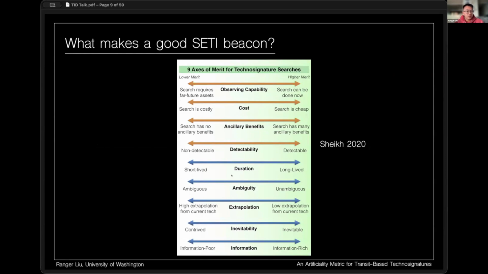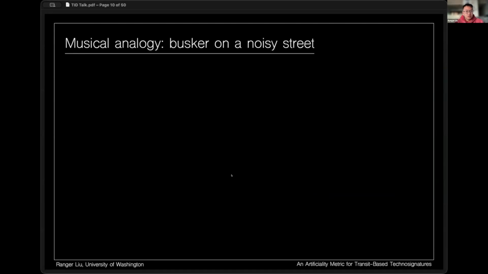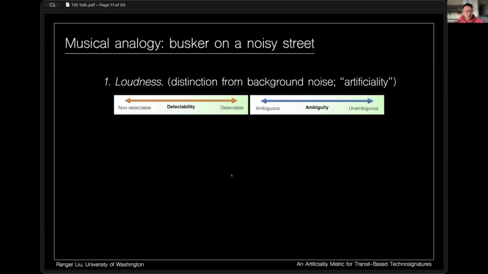For our purposes, we want to think more from the perspective of a broadcaster who's trying to construct some kind of signal. So we came up with this analogy of being a musical busker on a noisy street, which can help define some criteria that we might consider when designing this kind of beacon. We first think about loudness. As a busker, you need to play loud enough to be heard over the background noise. And so your signal needs to be distinctly artificial against the natural background. This is similar to Sheikh's axes of detectability and ambiguity.